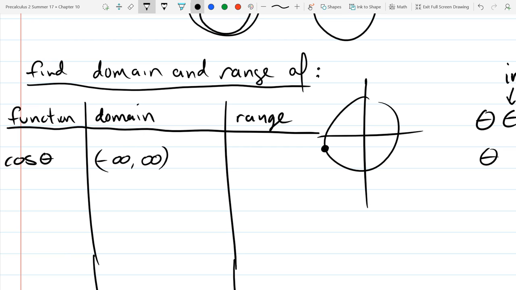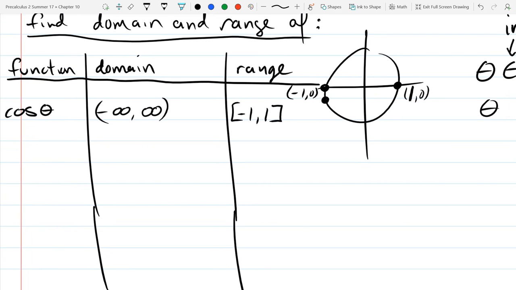All right, range, this is outputs. What's the biggest output and the smallest output? Cosine picks x values, so let me write on this. There's the smallest x value, there's the biggest x value. And what are these? 1 and negative 1. You can hit 1 and negative 1, so I'm going to use closed brackets here. So our range is negative 1 to 1. That's cosine.